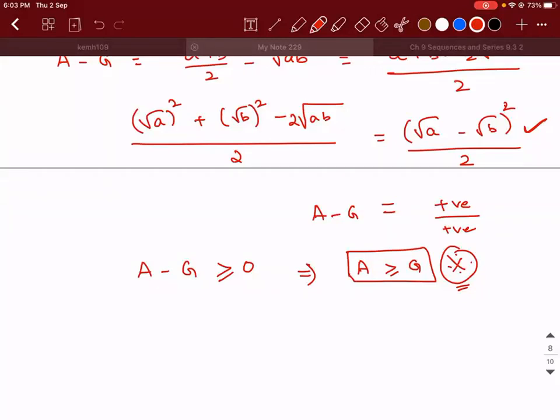For example, if the same question comes as an MCQ, they can give you options like this: A is equal to G; A is greater than or equal to G; A is greater than G; A is less than or equal to G. Which one is right? There will be a confusion between the second and third if you don't know the concept. If you don't know the concept, you will take two numbers and randomly try to check it, and you will think the third is right. That is the reason. So be clear about that. Shall we do the problem, guys?